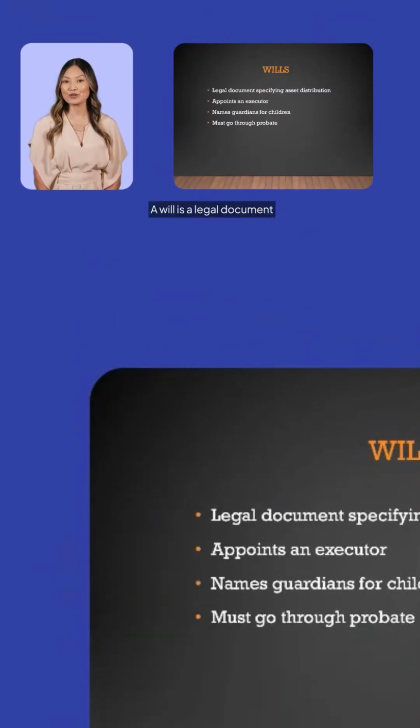A will is a legal document specifying asset distribution. It appoints an executor and names guardians for children. However, it must go through probate, which can be time-consuming and costly. Understanding its role is essential in estate planning.